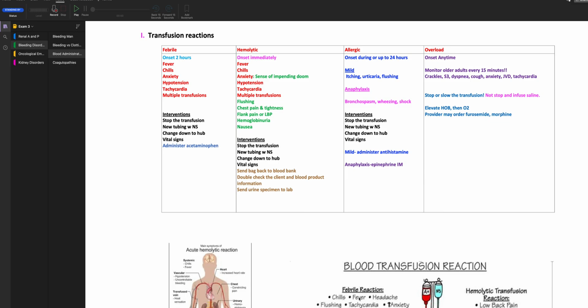So you're going to stop the transfusion, put new tubing with normal saline, change it down to the hub, check their vital signs, and send the blood bag back to the blood bank, okay? Double check the client and the blood product for their information, and send a urine specimen to the lab, okay?